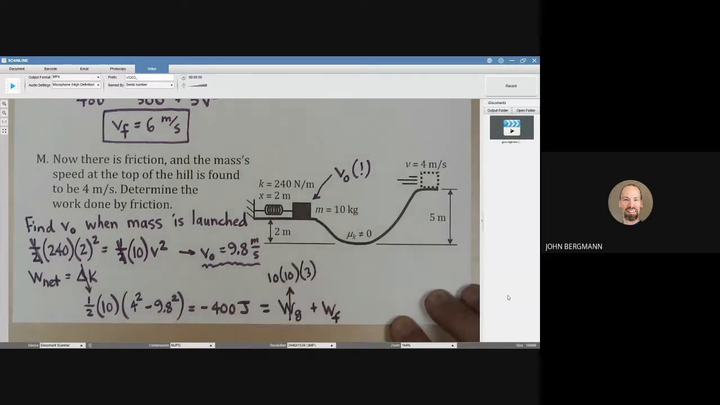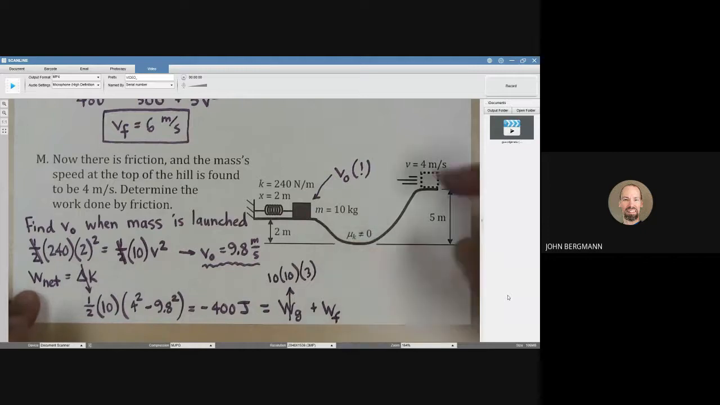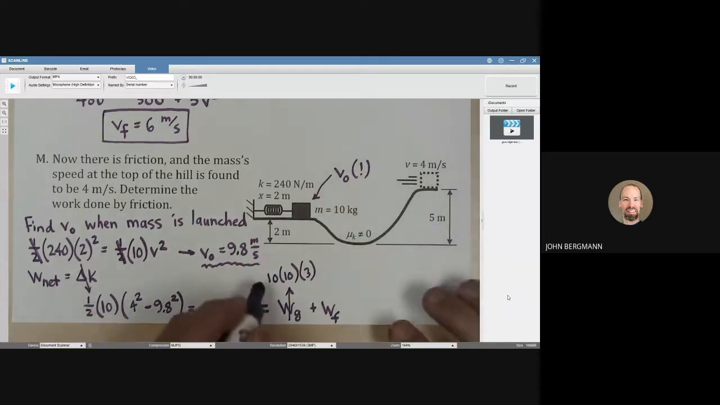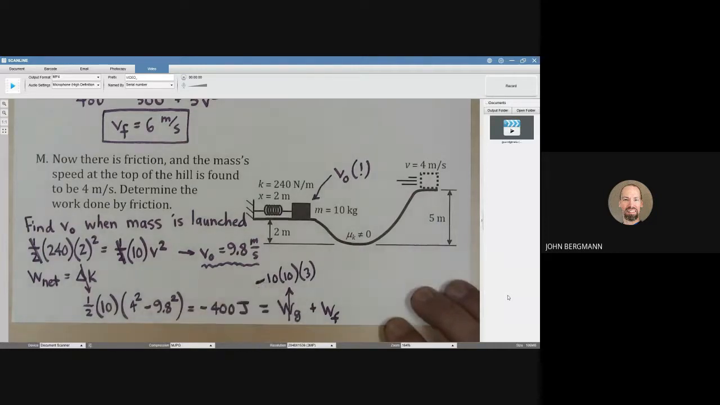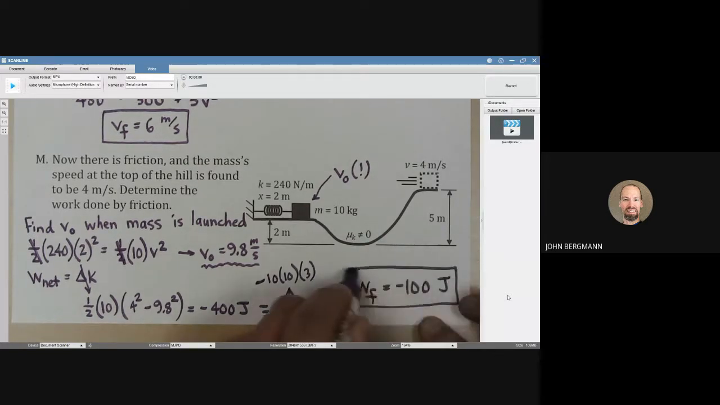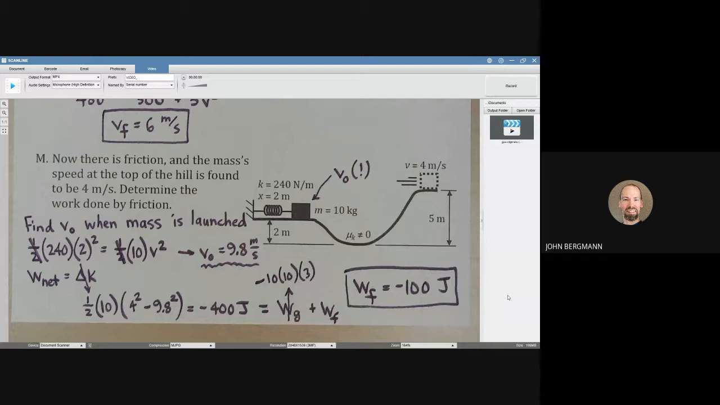Now, is that positive or negative? Whenever we raise something up, we're moving it up, but gravity acts down, so that's a negative work. Put a negative sign there. Okay, I think we can do this in our head. This comes out to be negative 300. The total amount of net work done is negative 400. Therefore, friction must have done negative 100 joules worth of work. And the fact that that came out negative shouldn't surprise us, because friction always does negative work.